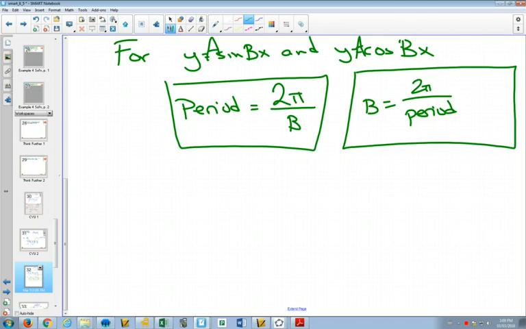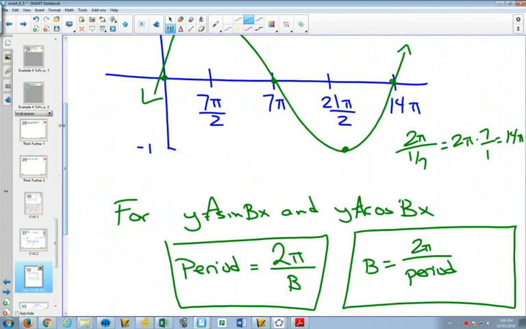Because sometimes you're going to be given a question like, here's the graph, what's the equation? So the fact that you know that the period is 14 pi, if you plug that into here, you'd figure out that b is 1/7. And then you'd be able to write your equation that it has to equal sine of x over 7 or sine 1/7 x.